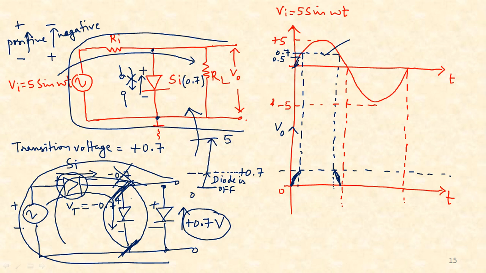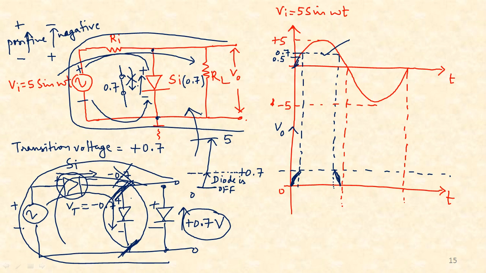From 0.7 to 5 volts, what will be the status of the diode? I am applying positive to the anode and negative to the cathode. So will the diode be on now? I am asking you, students. On, sir. Good. So when the diode is on, it behaves like a short circuit. What will be the maximum drop across the diode? The maximum drop is 0.7. No, it's not 0.